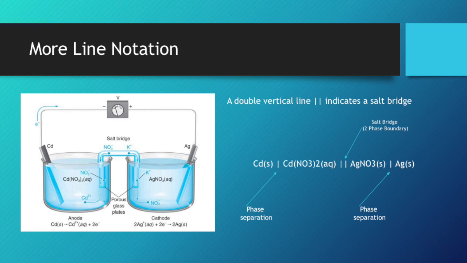The single vertical lines denote the phase boundary in between the cadmium solid and the solution that the cadmium is in. The double line indicates that there's a phase boundary, a two-phase boundary, between the two solutions that the cadmium and silver are in. And then finally, one last single vertical line shows us that the silver solid is in the solution of silver nitrate.